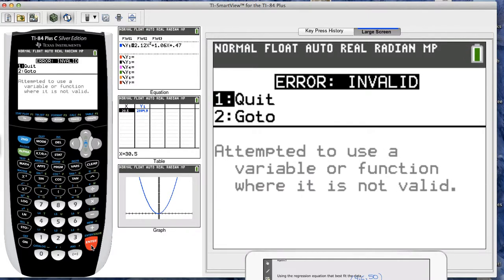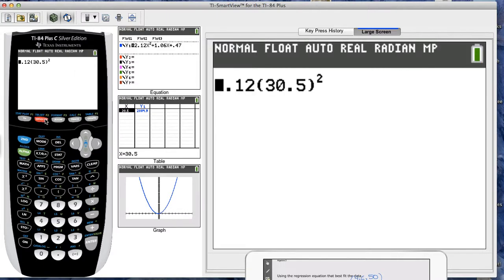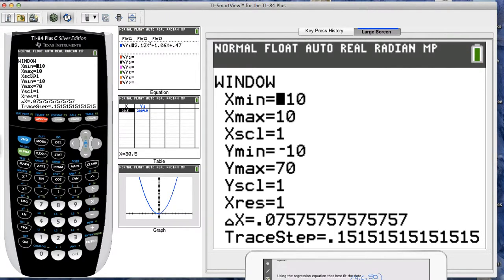Invalid. Why do you think this happened? The same idea. Remember when we tried to graph and we were not able to see the red line? It's because the window was not fixed. Now, as you can see, my x maximum is a 10, and I'm inputting an x value of a 30.5. So that's why the calculator did not make sense out of that. So put x maximum to a higher number than 30.5, maybe a 50. Okay, whatever number that's above 30.5. Now do the steps again.